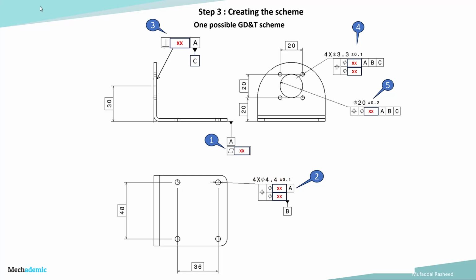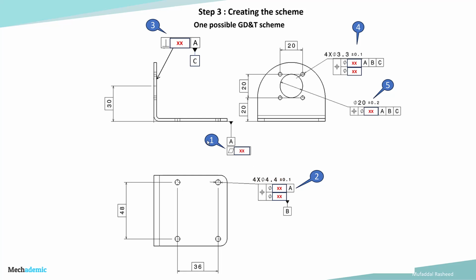So one possible GD&T scheme is this one. Of course, this is one possible GD&T scheme. We can have multiple variants of GD&T schemes for the same part, and they can mean different things depending on the manufacturing process and also depending on the quality inspection procedures which are available. So this is one possible GD&T scheme. So let's have a look.